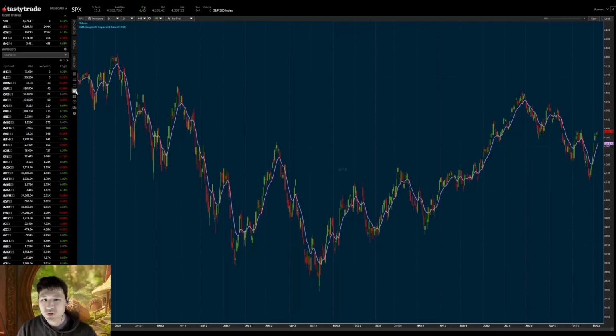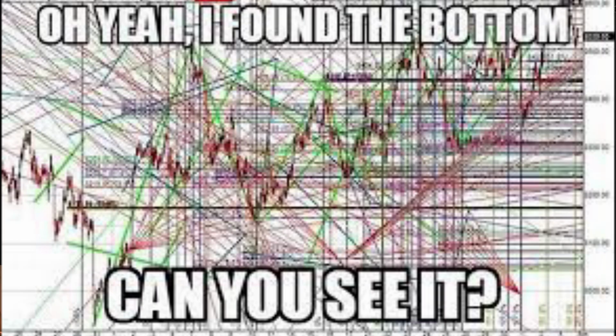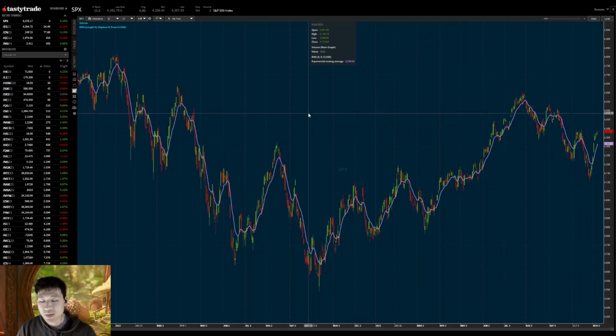Another way you could approach this is you could look at EMA, and you could price your long butterfly wherever your EMA is telling you to basically price.